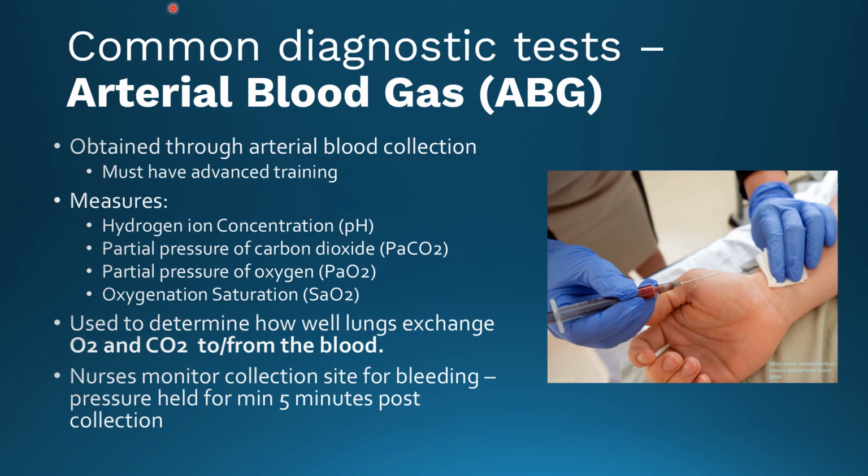These values are then used to interpret and determine how well your lungs are able to move O2 into the blood and remove CO2 from the blood. As nurses, our responsibilities are just to monitor the collection site for bleeding. This is an arterial blood gas collection, so this blood sample is obtained from an artery, so there is a higher risk of bleeding. So we need to ensure that pressure is held for at least 5 minutes after the collection to ensure that bleeding has stopped.